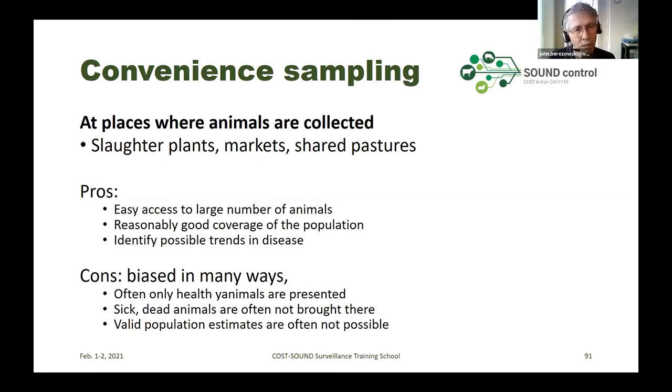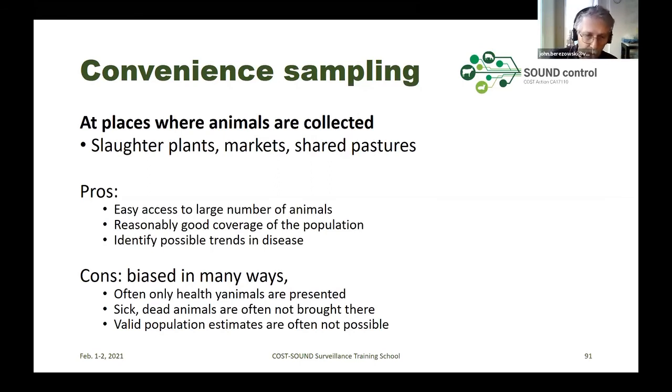With convenience sampling, the pros are it's easy to access large numbers of animals. You can get reasonably good coverage of the population sometimes, and you can use this sort of surveillance to identify trends in disease in the population. But you have to determine whether the change in what you see is due to change in disease in the population or change in the way people are submitting animals. So even if you see a changing trend, it usually has to be followed by some sort of active surveillance.